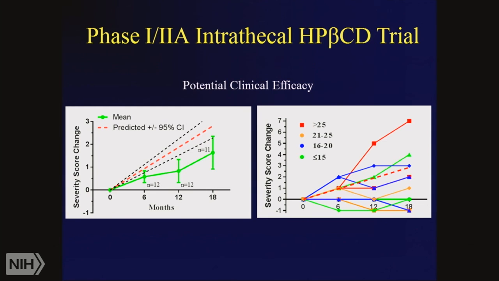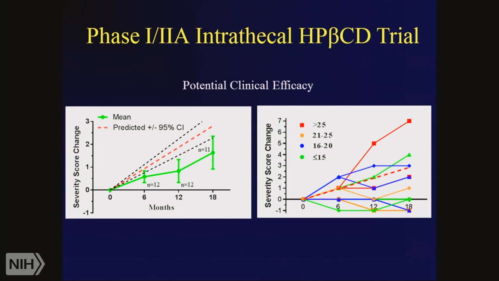Potential clinical efficacy. We used the neurological severity score that I told you about. We would predict progression of 2 points per year. And here's the data from our study out at 6, 12, and 18 months. And you can see that we've moved these kids away from the predicted progression rate.